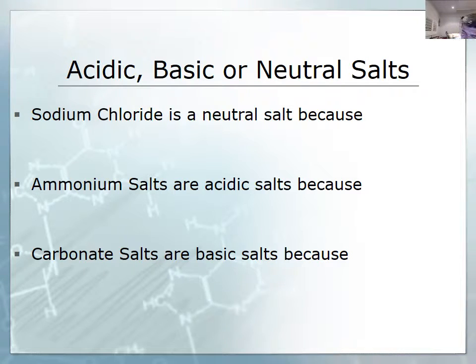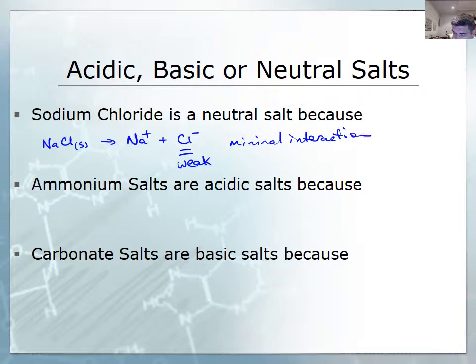Sodium chloride would be a neutral salt because when it dissociates into its ions, forming sodium ions and chloride ions, we know that the chloride ion is actually the conjugate base from hydrochloric acid, a strong acid, so it is very weak. So there is going to be minimal interaction from either ion with water. And hence the pH of this solution is going to be roughly equal to 7.